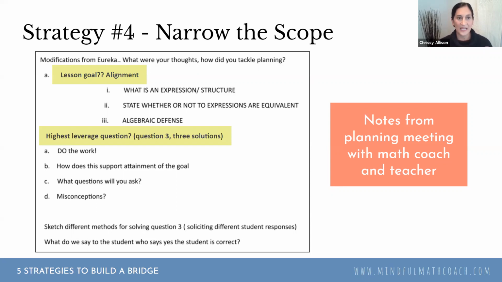Then we spent some time talking about the highest leverage question. We decided that question 3 from the teacher's adapted lesson plan fit squarely with this lesson goal. If we could spend more time in the lesson on that one, give students a chance to engage with it, discuss it, share different solutions, and talk about it, that would really help move them towards the learning goal.